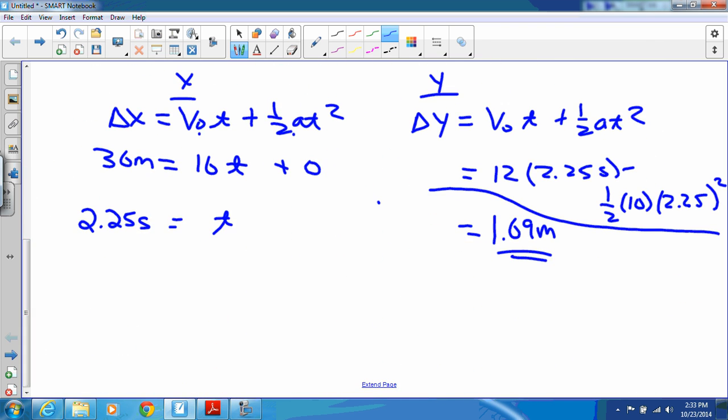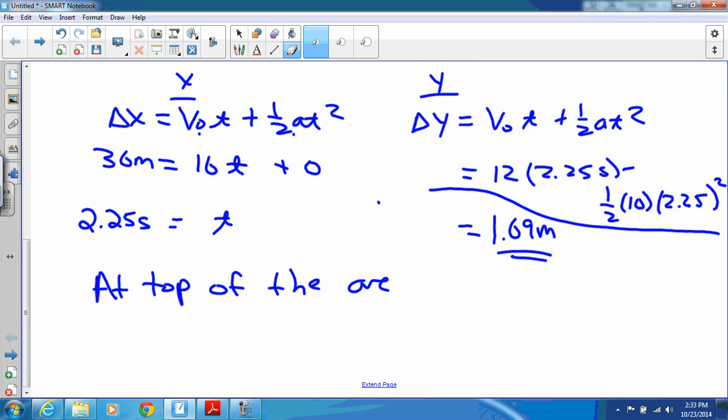Now there are some particular terms or situations that you want to watch out for. One of them is the top of the arc. What is always true of a projectile at the top of its arc? Its velocity is 0. In which direction? In the vertical direction only. In the horizontal direction, it doesn't have any acceleration, so it just keeps on making forward progress. So at the top of the arc, the vertical velocity is 0.